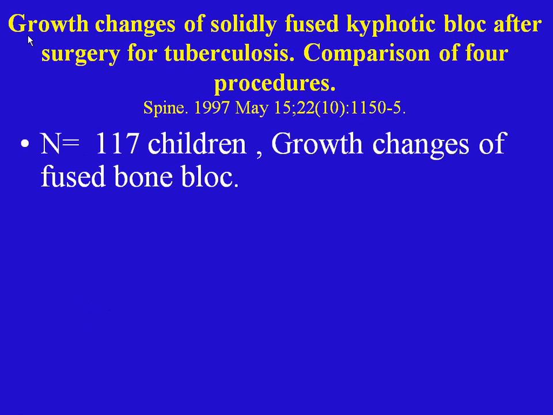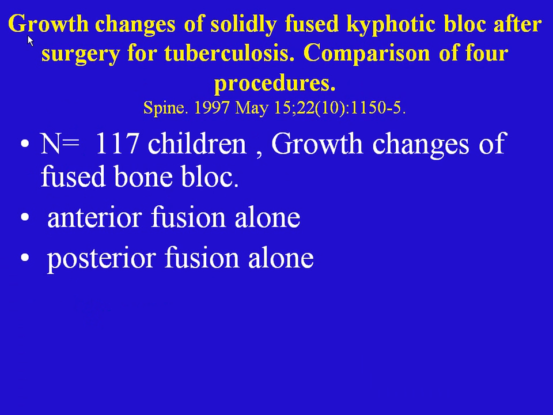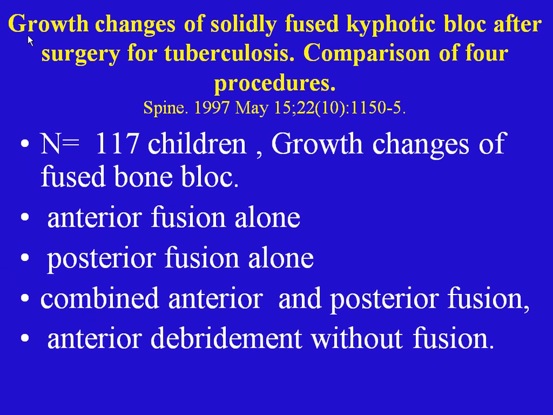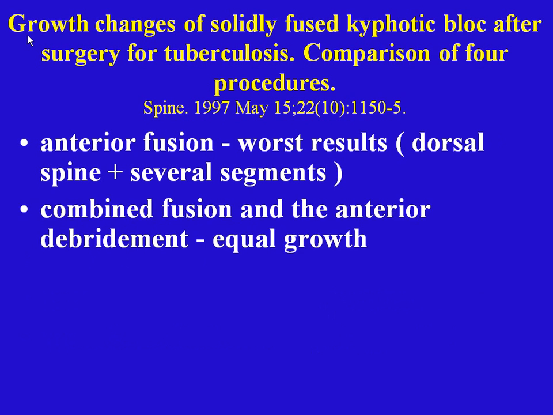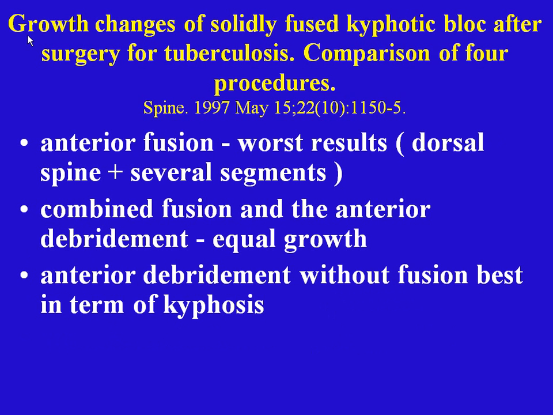Surgery also affects the growth potential, as studied in this series, where anterior resection of bone and fusion was done in one group. In another group, only posterior fusion was done. In another group, combined anterior and posterior fusion was done. And in the last, anterior debridement without fusion was done. The result was that anterior fusion alone gave the worst result because anterior growth potential has been obliterated. Combined fusion and anterior debridement give equal growth. Anterior debridement without fusion is best in terms of kyphosis.